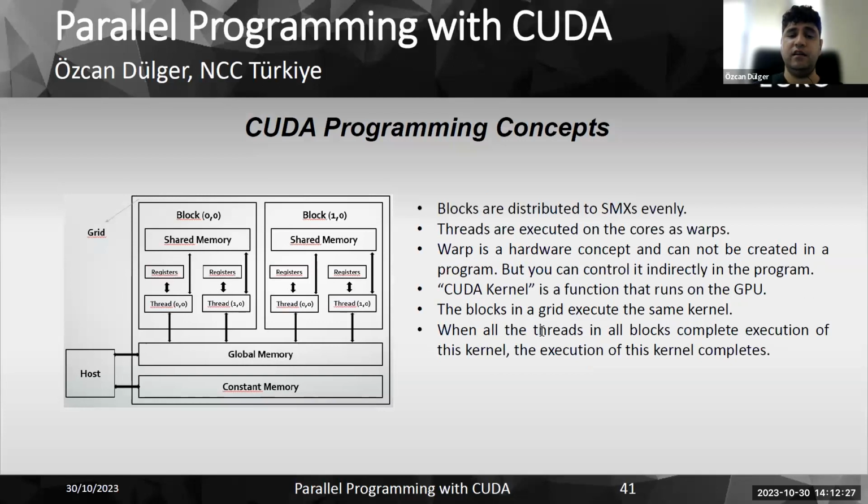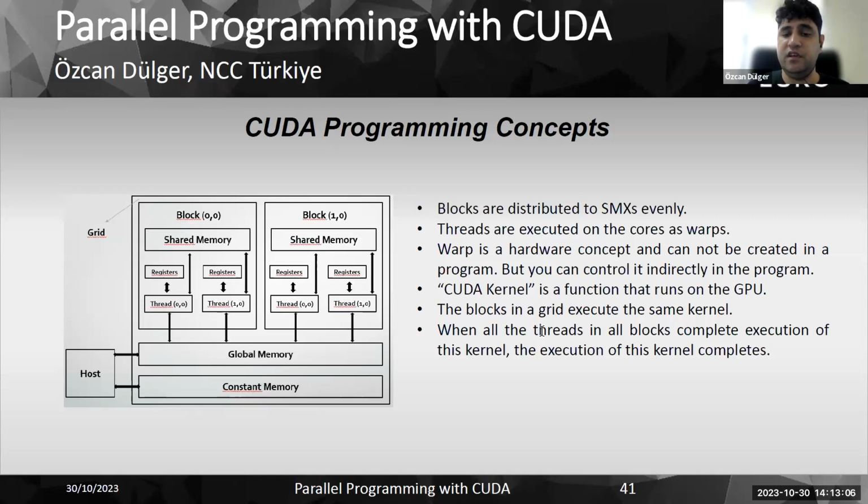The blocks are distributed to the streaming multiprocessors evenly. And threads are executed on the cores as warps. Warps are scheduled to the cores, and the threads inside the warps are executed on the cores. As I said before, a warp is a hardware concept. We cannot create it in our program, but we can control it indirectly in our program.